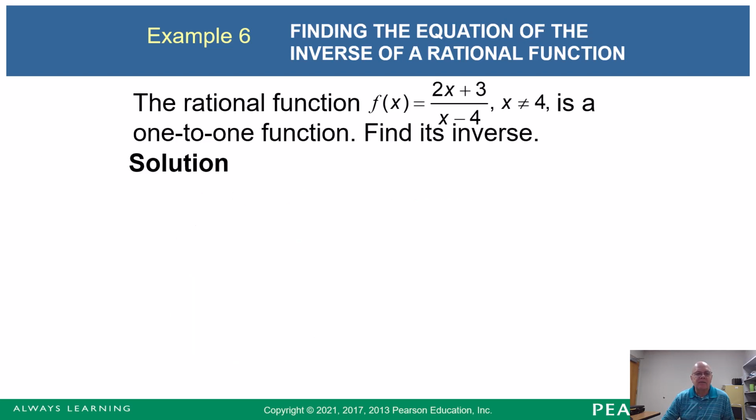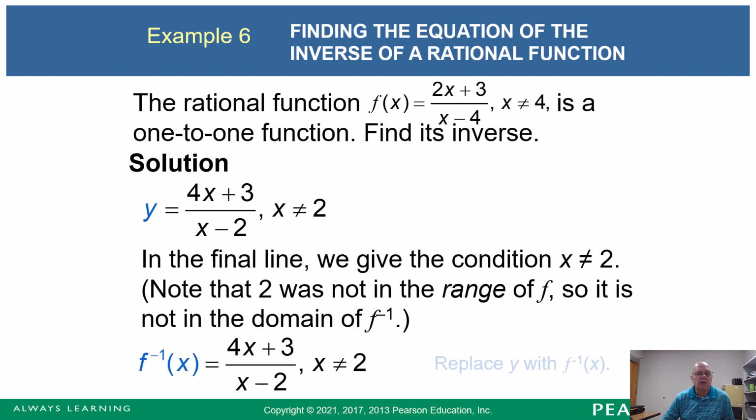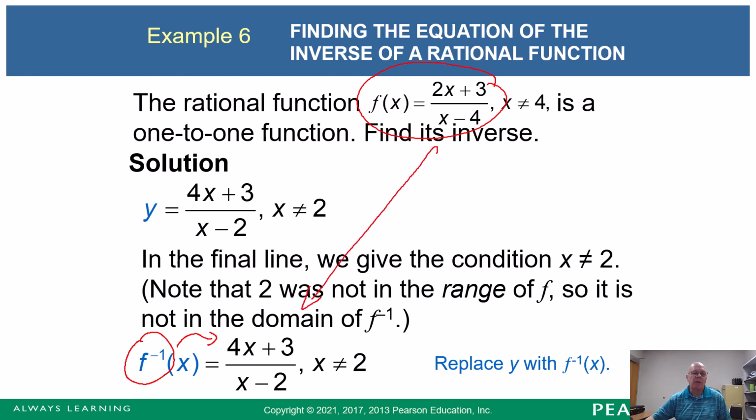And last, you put in the inverse notation and you are done. You've got the original function up here and its inverse down here. And remember too that we've got a restriction up here, x is not equal to 4, and down here x is not equal to 2 because of the denominator.